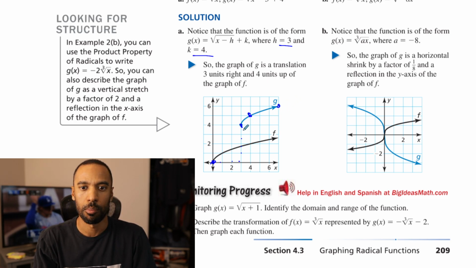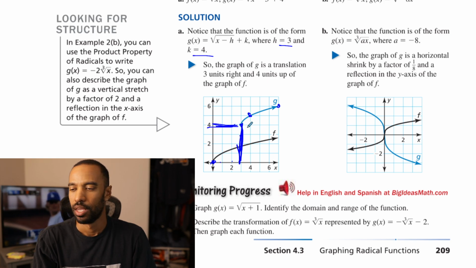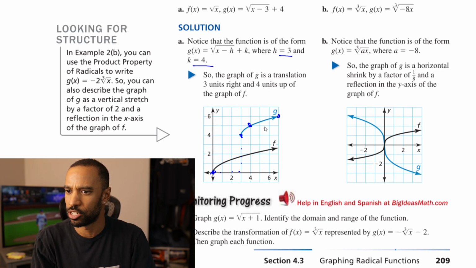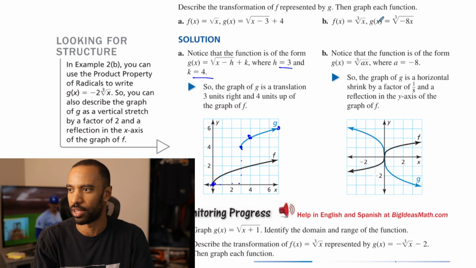Keep moving forward. Domain is now different. X has to be greater than or equal to 3. Range, y is greater than or equal to 4. And you can see that that's where your x and y values start on that graph. I don't know where they mentioned it. They did not mention domain and range on that one. So I'm saying that one out loud.